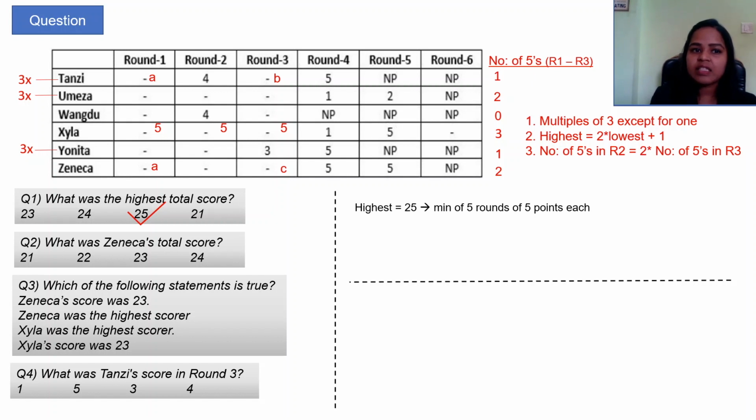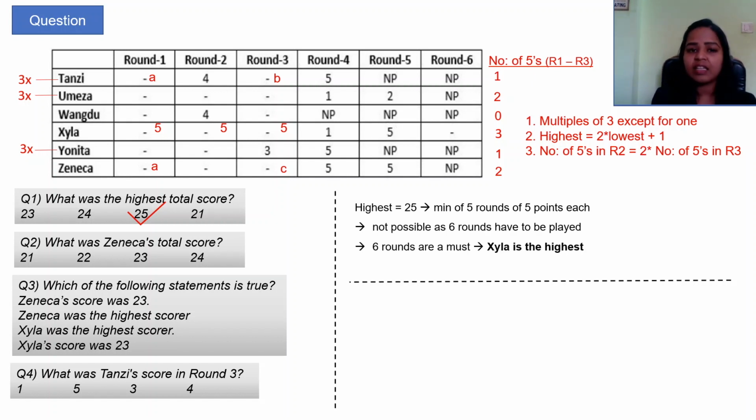So in this case, there is only one player with 6 rounds. So Xyla is our highest scorer. It is very clear from here. And Xyla has a score of 25, meaning all others should be multiples of 3, because we came to know that only one total score is a non-multiple of 3, right? So let us, okay, so now we got to know that Xyla scored 4 in round 6.